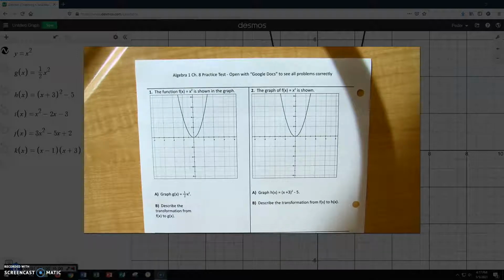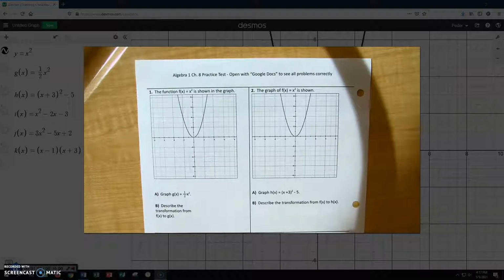So as you can see from the first two problems that are on the document camera, I have gone ahead and already graphed the parent function, which is f of x equals x squared. And on these two particular problems, you have to graph another function and then describe what the transformation is from the parent function to the new function. And I'm going to suggest that you do use Desmos to do that. So in the background, I have Desmos running, so I'm going to try to switch and see if it will let me do that.